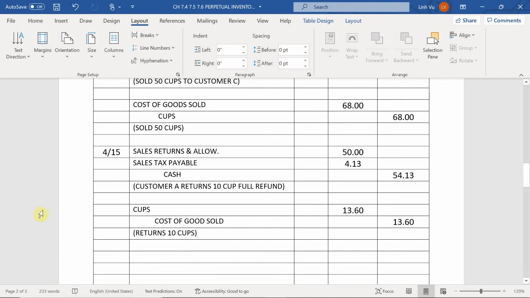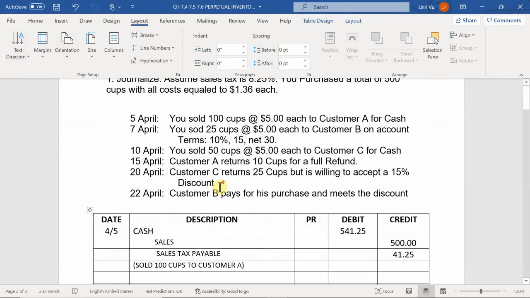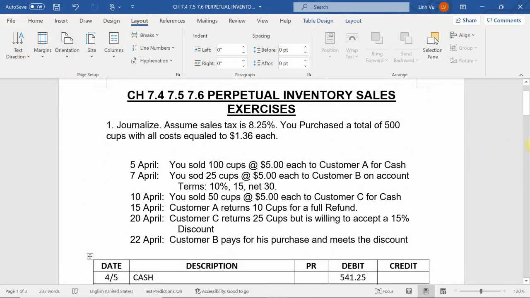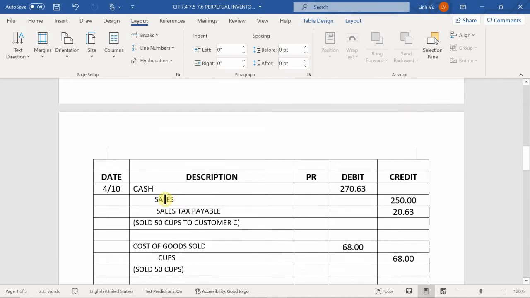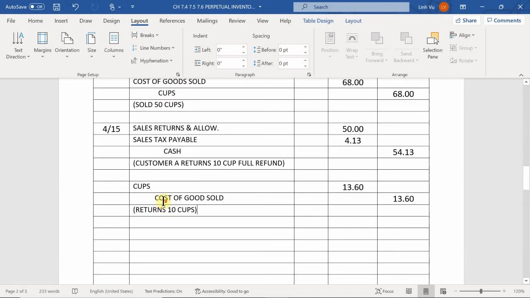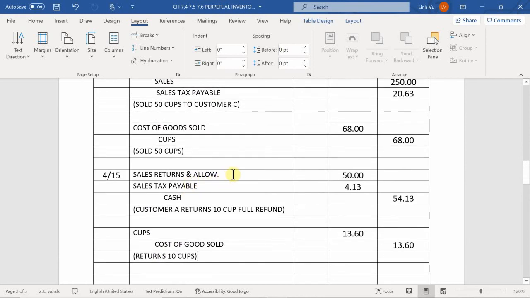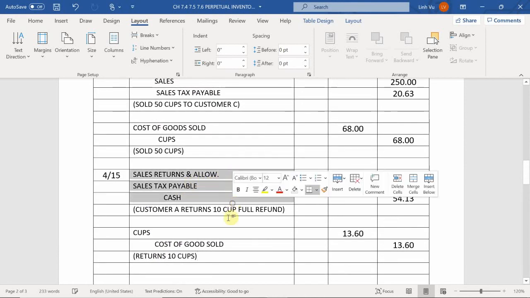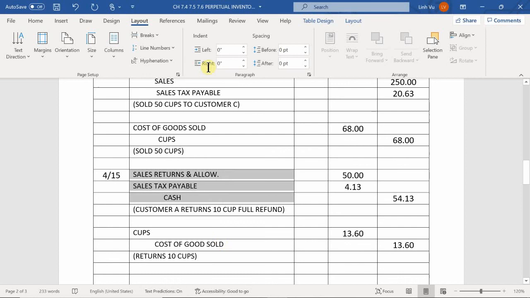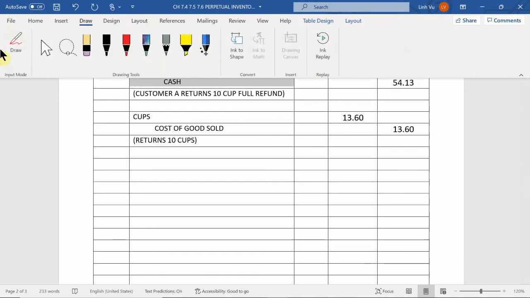Sales returns and allowances, sales tax payable and cash, or not cash. Let me see. Customer C, did they pay in cash? When did we sell to customer C? Cash. Yes, we sold to them with cash. So in this case, same entry as above here. Okay, so there you go.